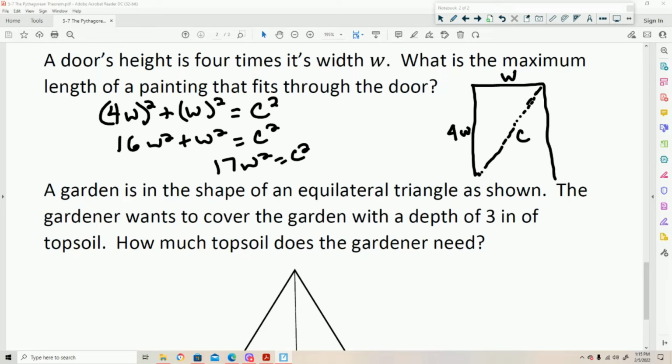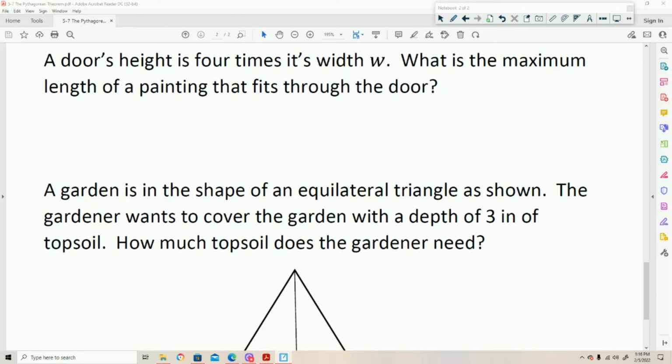Take the square root. If I take the square root of 17W squared, I'm going to pull the W out. It's a perfect square. So my answer is W square root 17. In other words, if we know the width of this door, we multiply it by the square root of 17, and that's going to give me the maximum length of a painting that can fit through that door. Okay, let's clear this and go to another one that's a little more in depth.